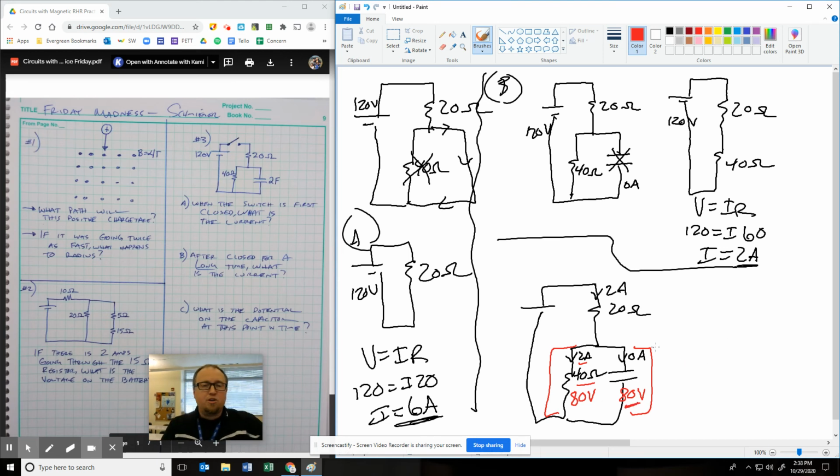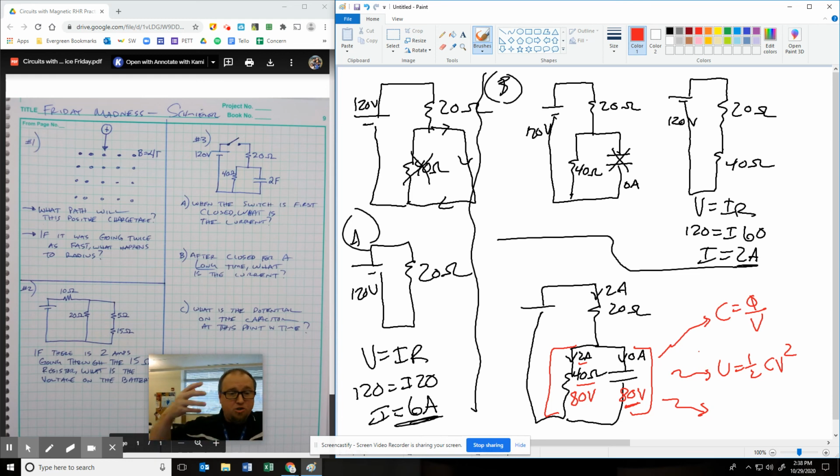In this problem, I was trying to drive home that point. From here, we could ask lots of different questions. What is the charge on it? What is the energy on it? I think those are the two big questions I would ask: how much charge is on it and how much energy does it have? But the idea is that it's in parallel with the resistor, so they'll be the same.